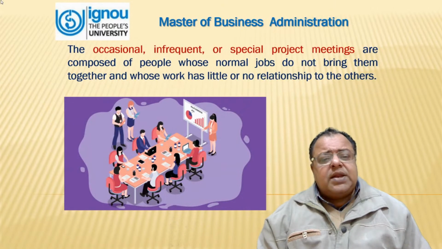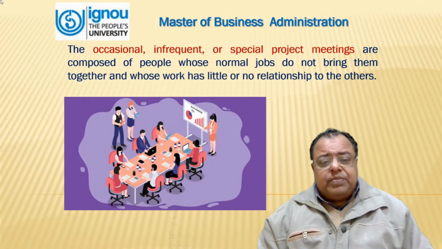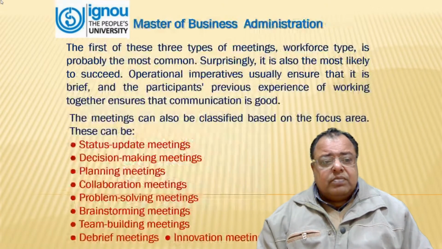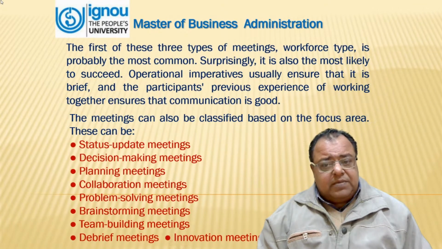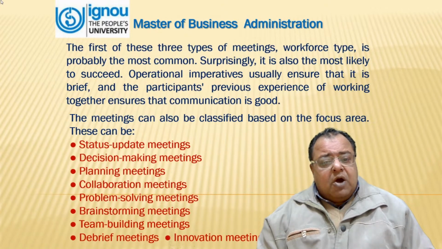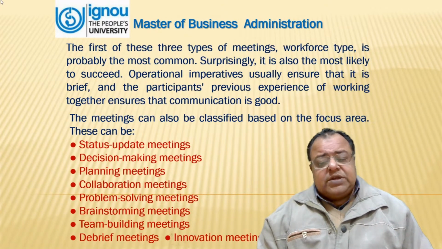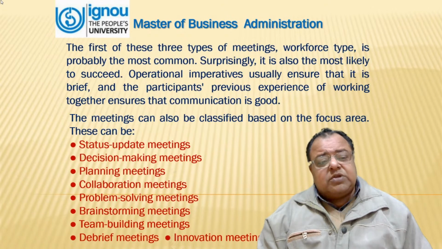Occasional, infrequent, or special project meetings are composed of people whose normal jobs do not bring them together and whose work has little or no relationship to the others. The first of these three types of meetings, the workforce type, is probably the most common. Surprisingly, it is also the most likely to succeed. Operational imperatives usually ensure that it is brief and the participants' previous experience of working together ensures that communication is good.